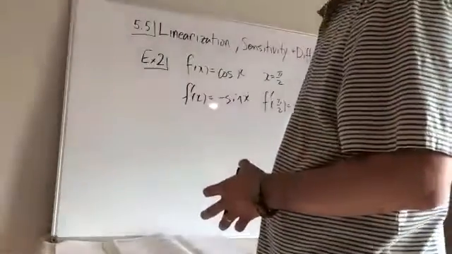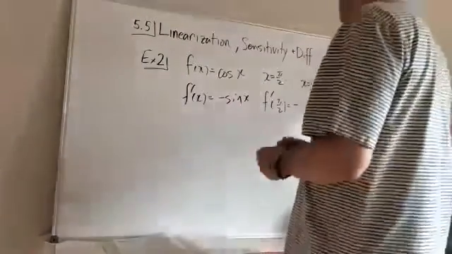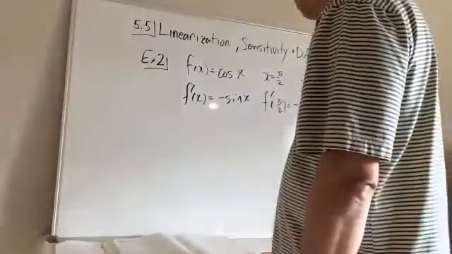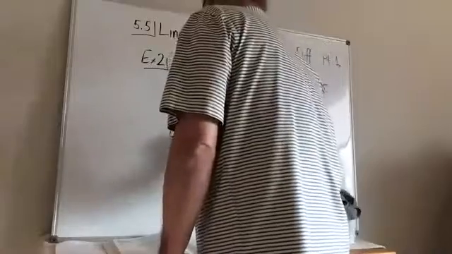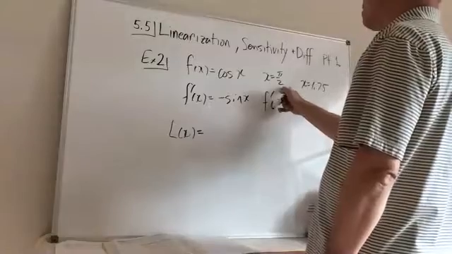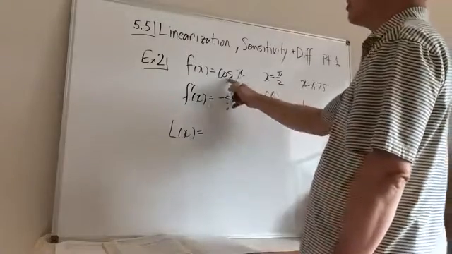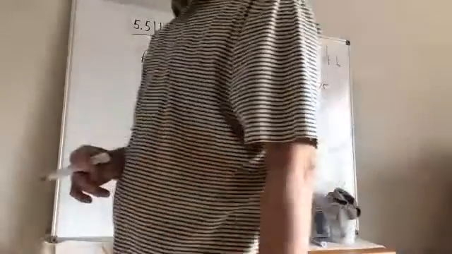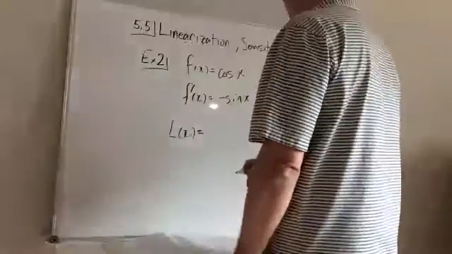Caden, what's sine pi over 2? Isn't it 1? It's 1. So you get negative 1, right? Negative 1. So let's go ahead and use that to do the thing. So L of x is equal to, what is our value when x equals pi over 2? What is cosine pi over 2? Anybody? 0. 0, right?